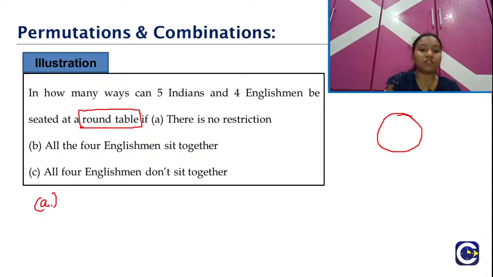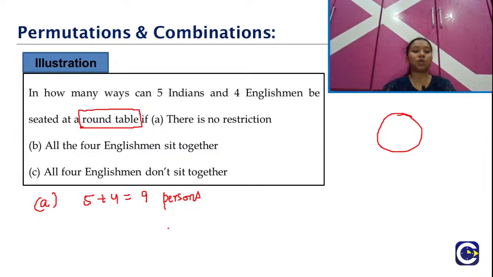The first one, they haven't mentioned any restriction. When there is no restriction, we'll just go by the general arrangement. If it's a linear arrangement, then it will be 9 factorial, whereas here it's a circular permutation. First we have to find the total, that is 5 plus 4, which is equal to 9. So total 9 persons we are having here. We have to make them seated at a round table without any restriction.